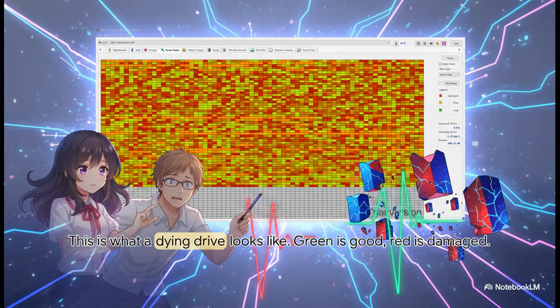And just to be sure, here's another scan from a different tool. Now, every single one of those little squares represents a chunk of data on the drive. Green means it's healthy. Red, well, red means damaged. This drive isn't just sick, it's terminally ill. This right here is the smoking gun we were looking for. This is what a dying drive looks like.